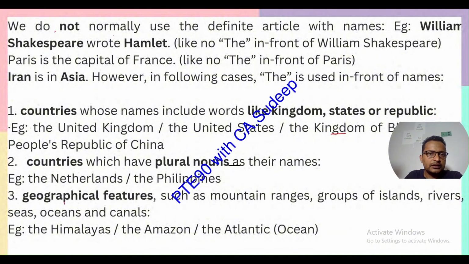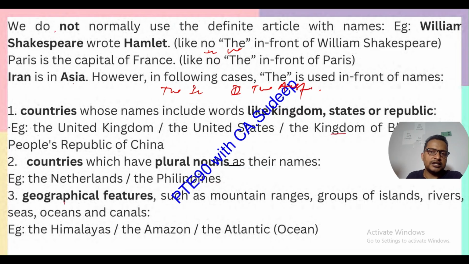And then the important concept is, we generally will not put the in front of that particular noun. For example, we will not say the India. No, right? We are not saying the Australia. No, right? We are not saying that.